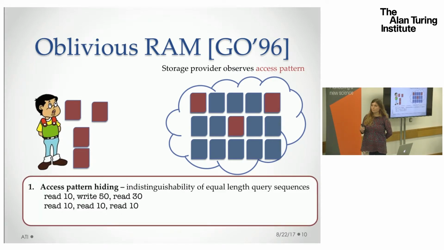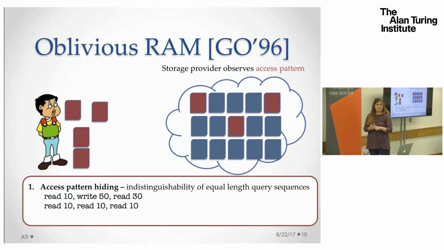So the first property that an Oblivious RAM protocol needs to achieve is what is called access pattern hiding, which says that we want to come up with a protocol that allows Bob to query his database in such a way that if we have a server who is observing what's being touched in the database, any two sequences of accesses into this database that are of equal length should be indistinguishable based on just observing what locations in the database have been accessed. So a sequence that reads 10, 50, and 30 should be indistinguishable from a sequence that reads 3 times the same location in the database.